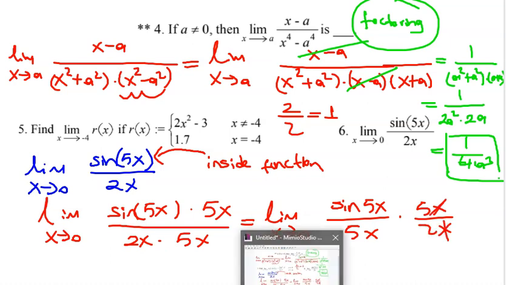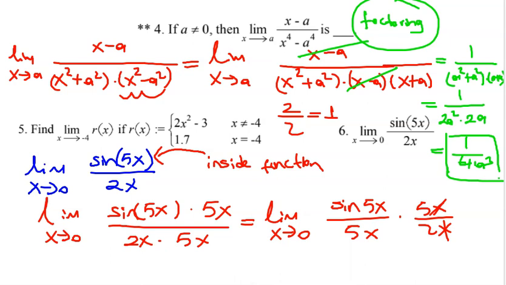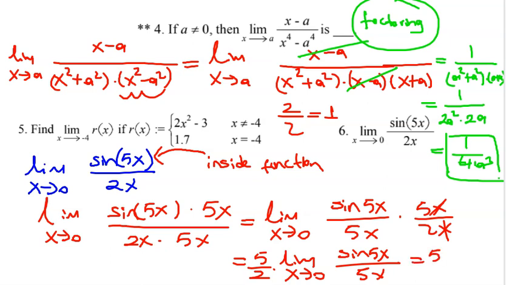Okay, and then notice that you can put this 5 over 2 out front, so you get 5 over 2 times limit as x approaches 0 of sine 5x over 5x. And notice that we ended up with the same inside function, 5x on top and 5x on the bottom. That means this limit is going to be equal to just 1. So basically 5 over 2 times 1, and our answer will be just 5 over 2.